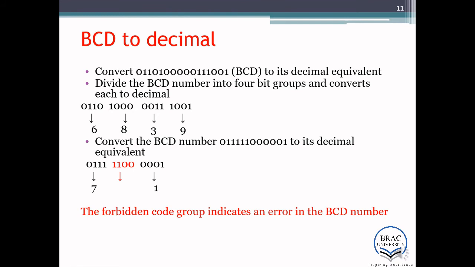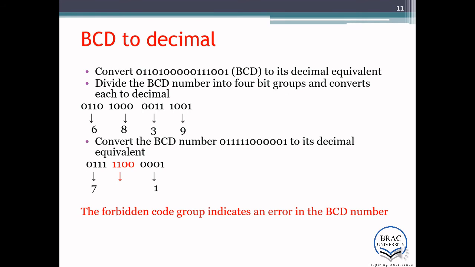Again, you have given this number. Take 4-bit groups and write the equivalent number. So this equivalent binary number is not valid in BCD. That's why it is called a forbidden code group. In BCD, the codes are equivalent to 0 to 9, same as the decimal, but after 9 there are forbidden groups, like 10 to 15. Just look at here.